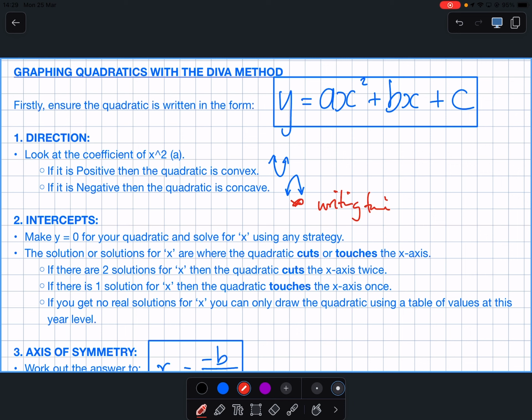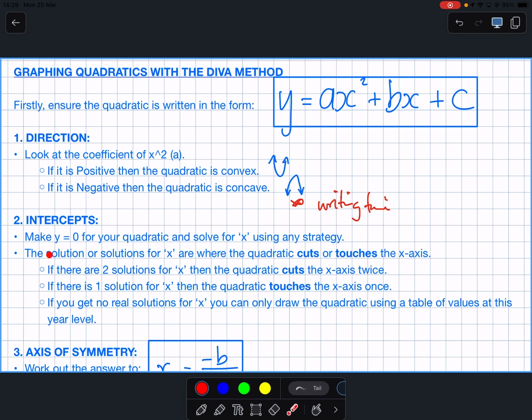So literally the first letter of DIVA, D, it doesn't tell you how to draw it, but it tells you in your head what direction it should be pointing. Just get into your head the direction. I, standing for intercepts, that's where you start doing some maths. So I stands for intercepts.